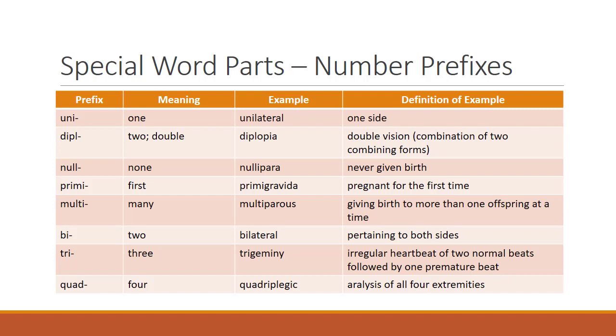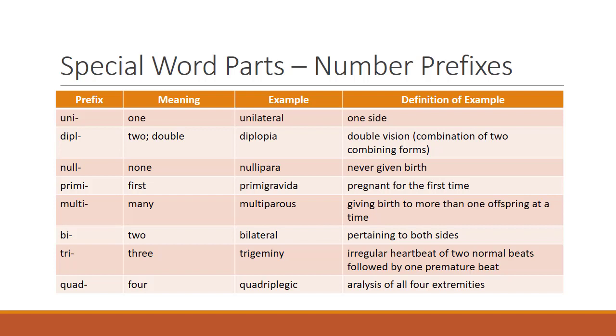So we're back with part 2 of medical terminology. We're looking at special word parts with number prefixes. So when you are defining a number, there are special terms that define those numbers with medical terminology. So we'll go through several slides here and look at these. So these are number prefixes. So they would come before the root word.